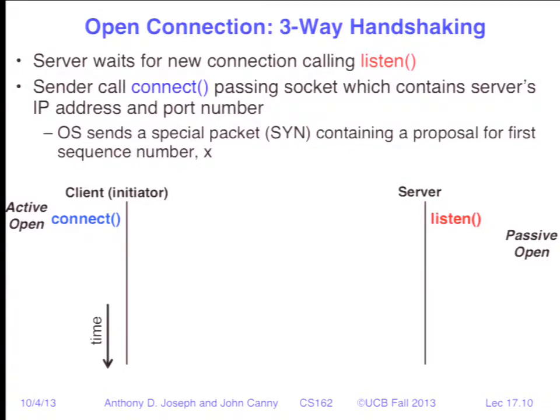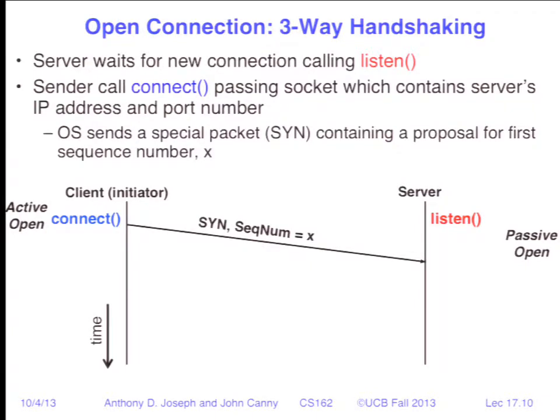Right? So this is, you typed in www.cs.berkeley.edu, and it connects to that machine on port 80. So it'll issue a connect. And the operating system will now send a special packet from the client to the server called a SYN packet. This contains its proposal for the first sequence number. And so we picked this random number, X, and we sent it.